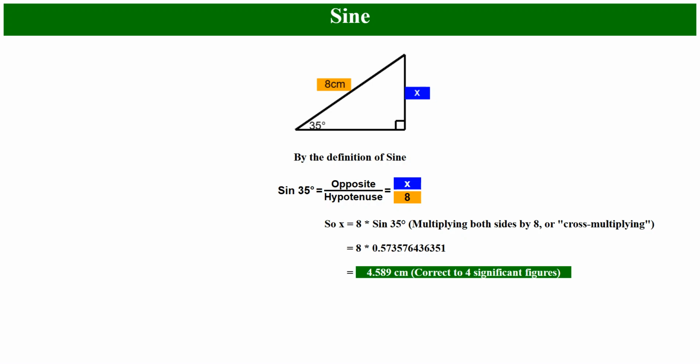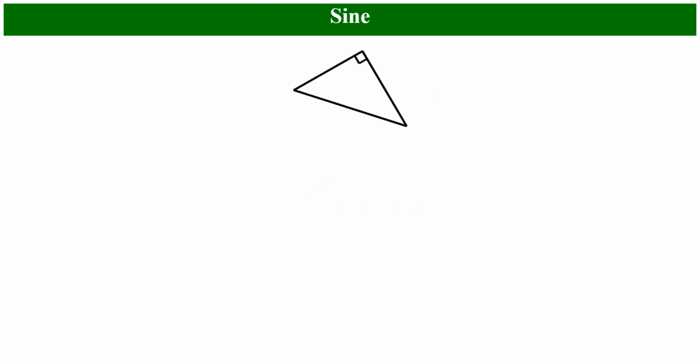Now let's do a similar problem, but this time we'll have the triangle in a different orientation. Again, we've got a right angle. So let's say the hypotenuse here is of length 11 centimeters, and the angle is 42 degrees. Now we want to find the value of x there. And x is again the opposite because it's opposite the 42-degree angle.